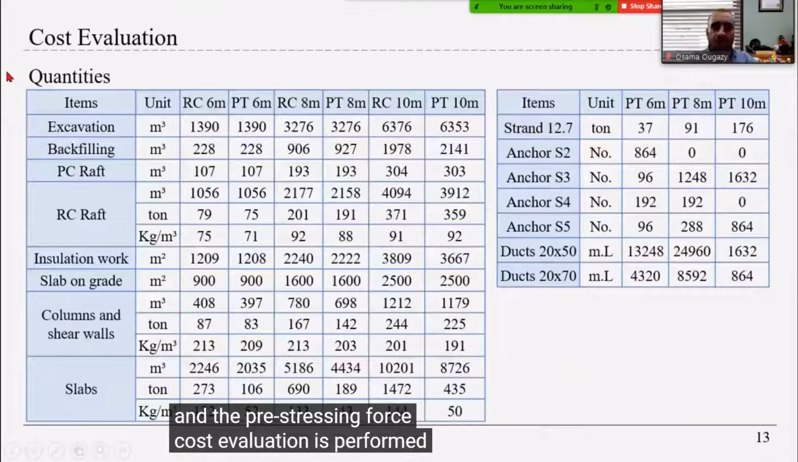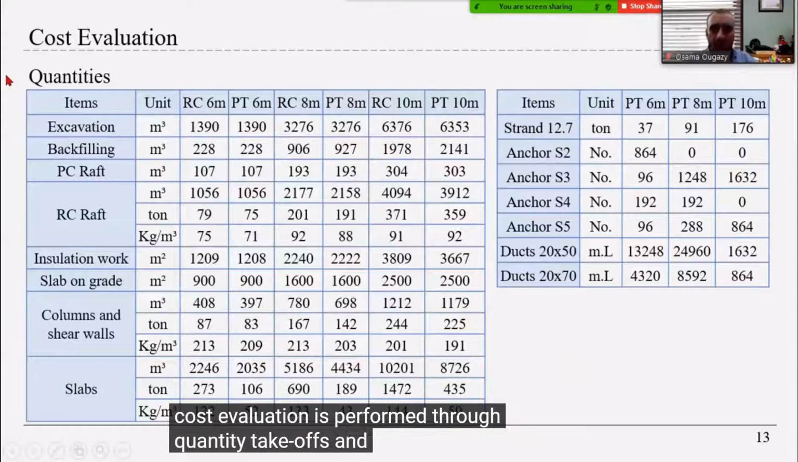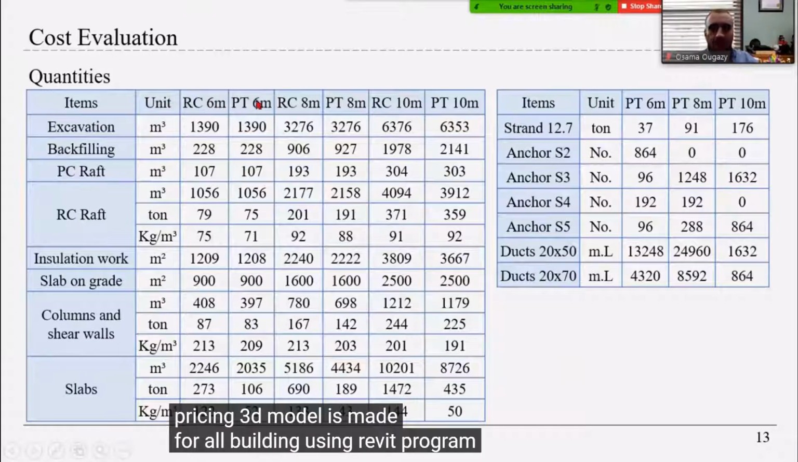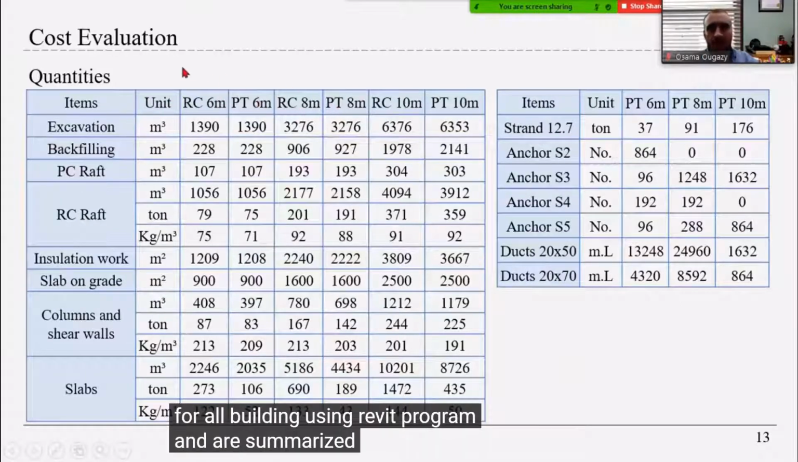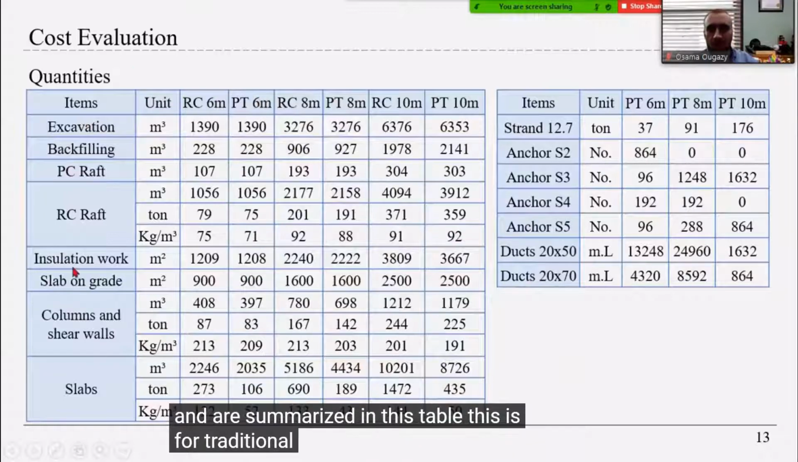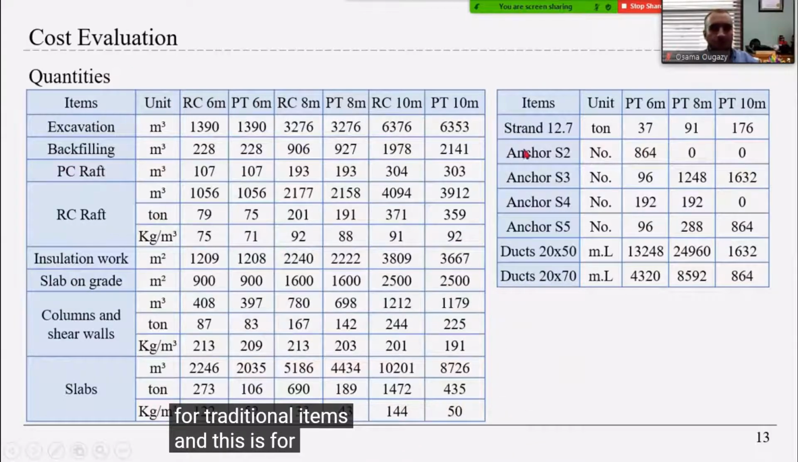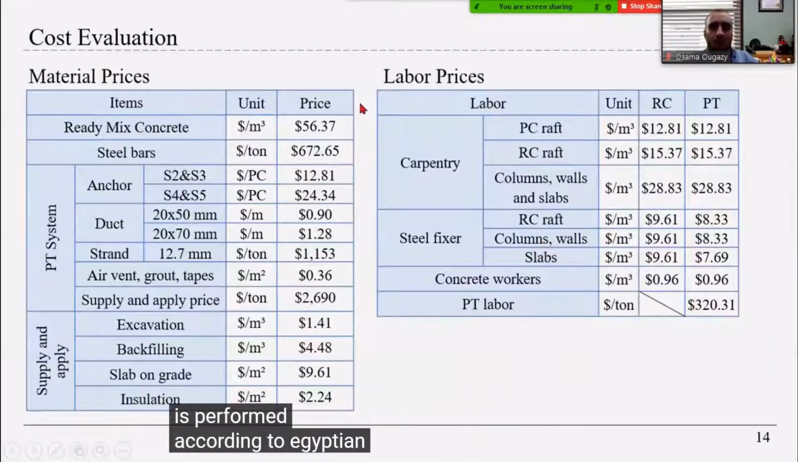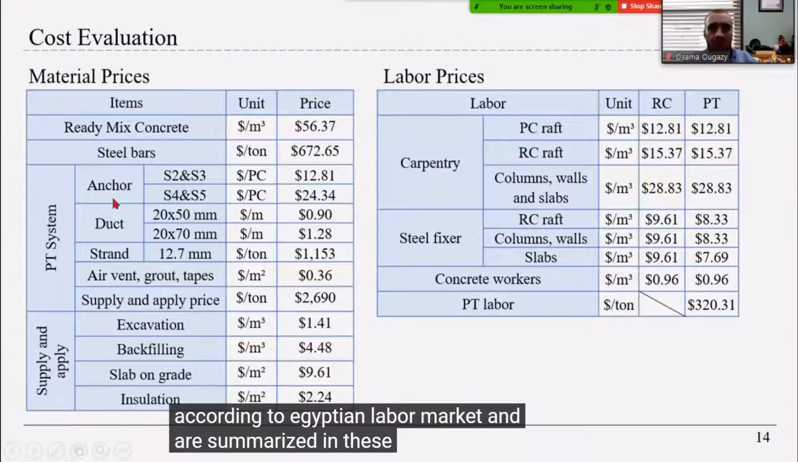Cost evaluation is performed through quantity takeoffs and pricing. A 3D model is made for all buildings using the Revit program, and the quantities are summarized in this table. This is for traditional items, and this is for the pre-stressing system. The pricing for material and labor is performed according to the Egyptian labor market and is summarized in these tables.